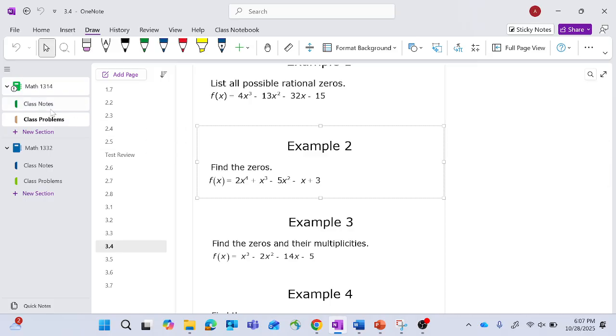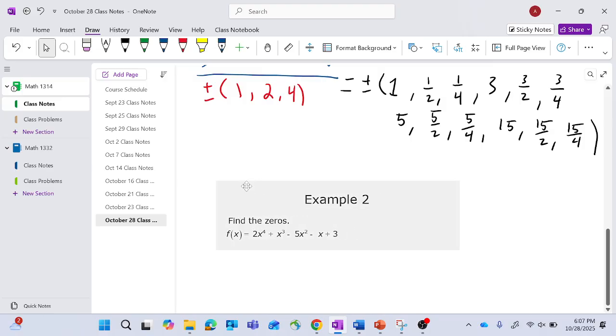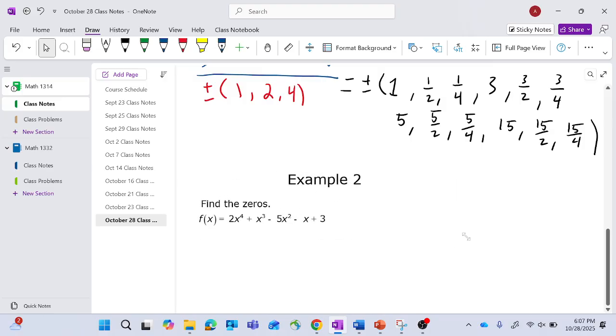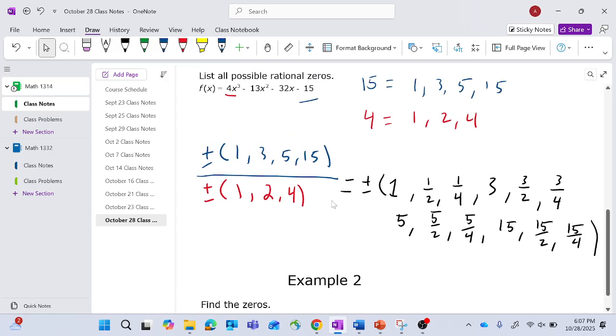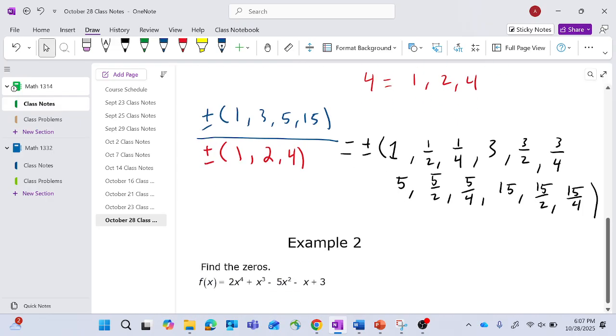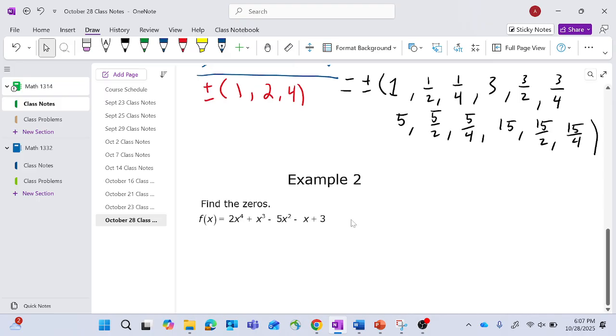Now I'm going to do something slightly different. Well, not really different, but we're going to add to it. Now what I want to do is find the zeros. The whole point of finding these rational zeros is that they're just possibilities of what the solution is. So for this problem up here, if I told you that 4x cubed minus 13x squared minus 32x minus 15 equaled 0, these are your possibilities of where you start. These are possible answers. When I tell you to find the zeros, that's pretty much what I'm saying here.